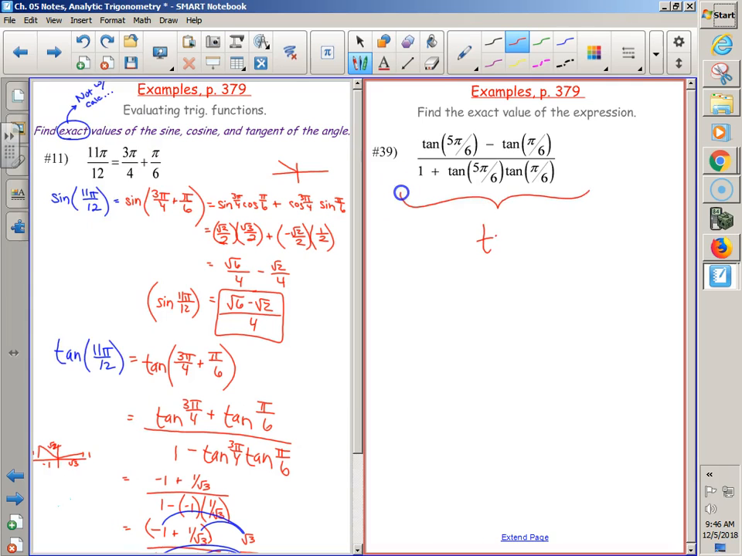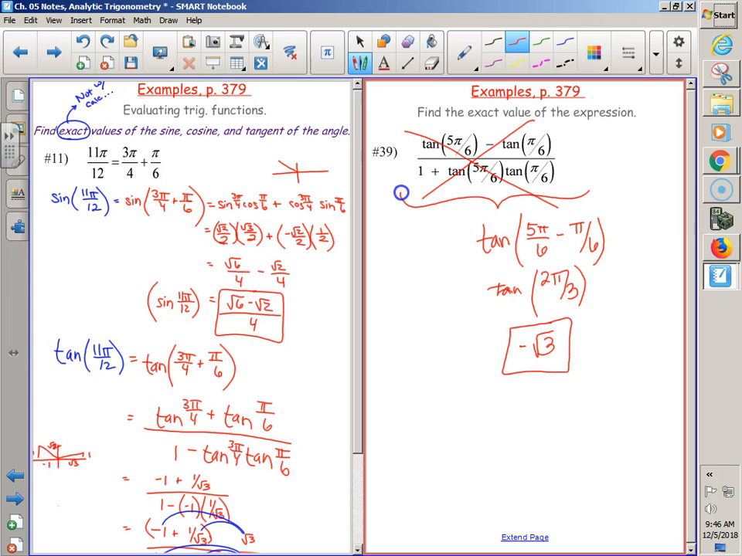Unless this is the same thing as tangent of u minus v. Ha! This is the same thing as tangent of 2 pi over 3, which is square root of 3 over 3, 1 square root of 3, negative because it's in the second quadrant. I like that. I like it a lot. These formulas make hard things simpler.